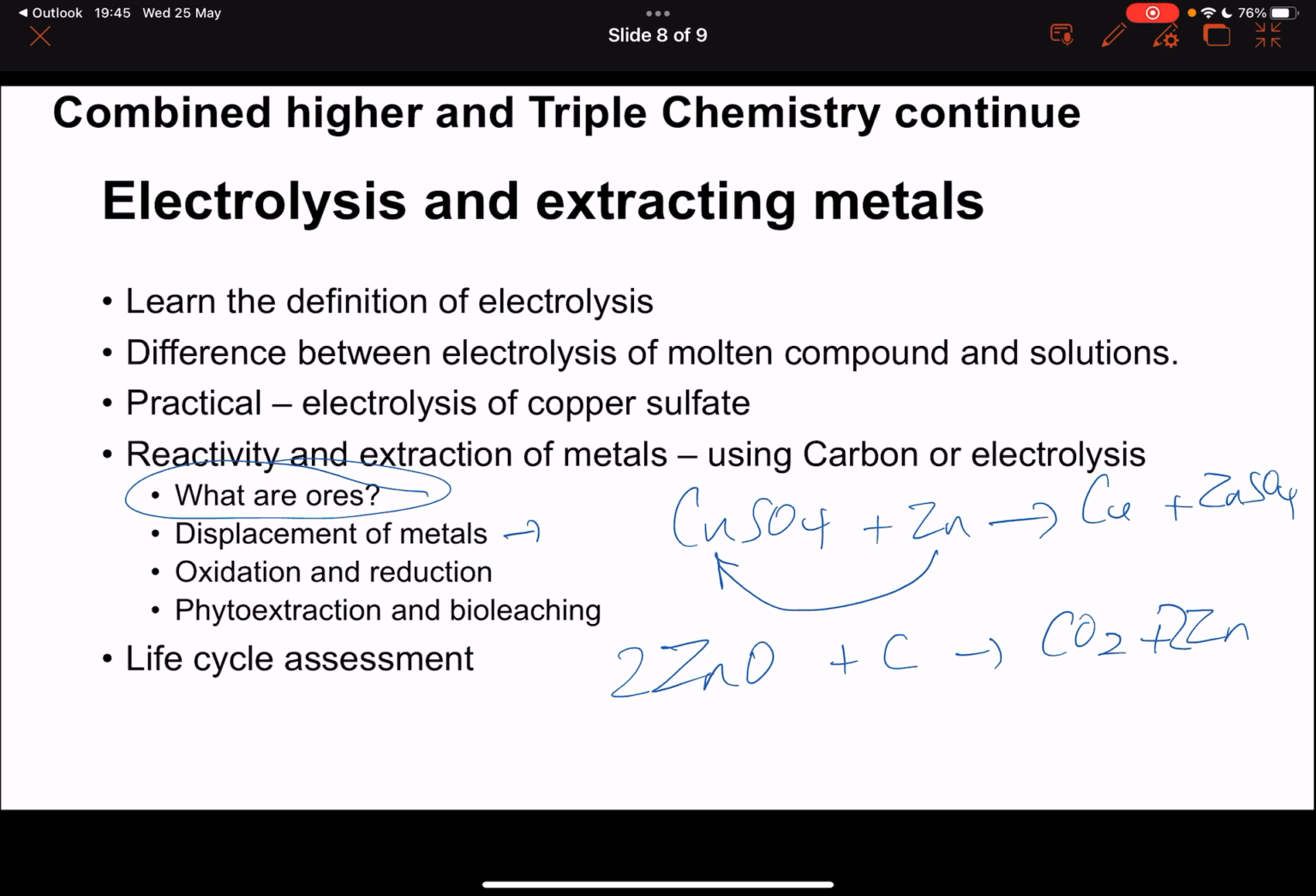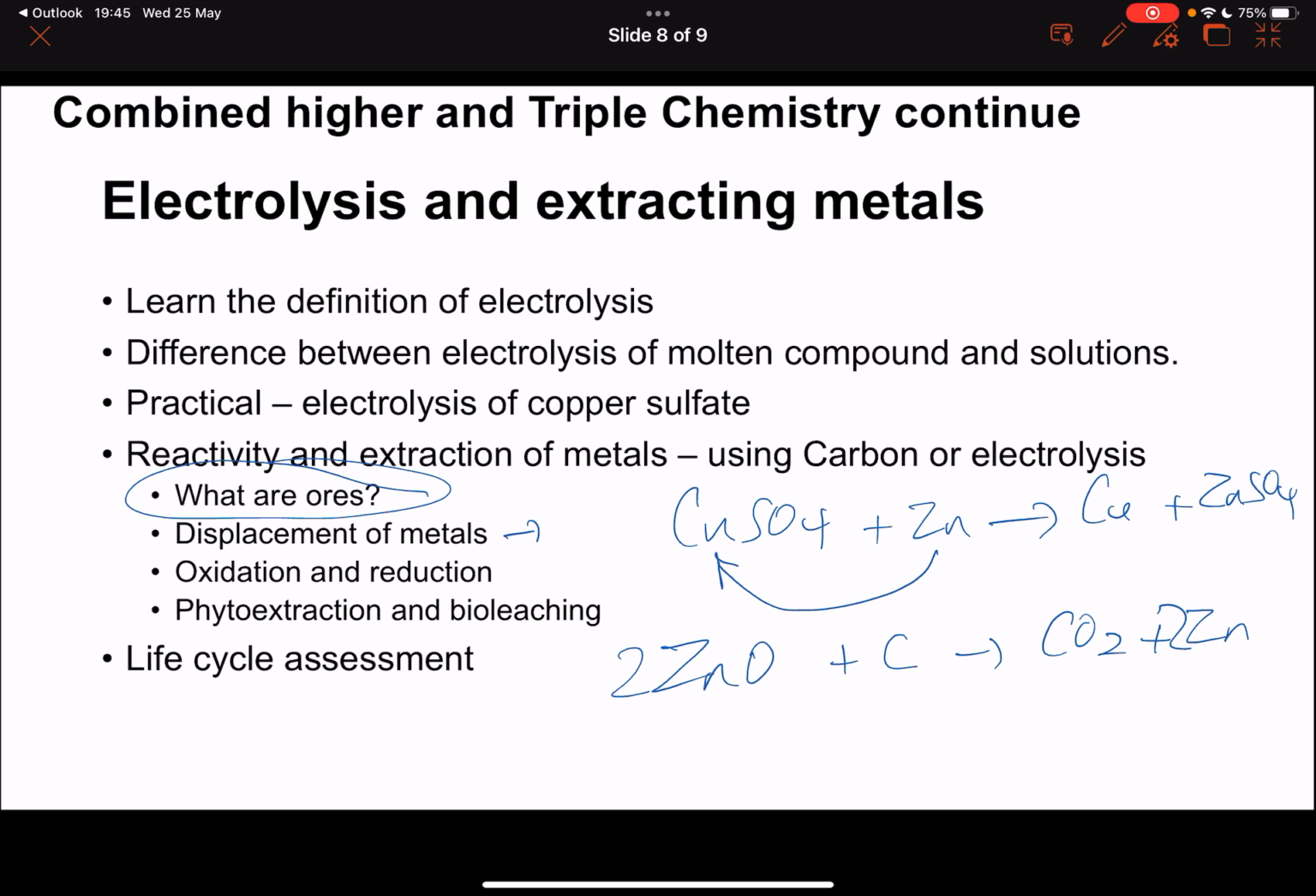Phytoextraction and bioleaching, a question that comes up all the time. These are basically biological methods of metal extraction. Phytoextraction is where plants are grown in soils which are rich in metal minerals. The plants absorb the minerals and store them in the leaves. Then the leaves are dried and burnt, and then the metals can be extracted using displacement. Copper is extracted this way.